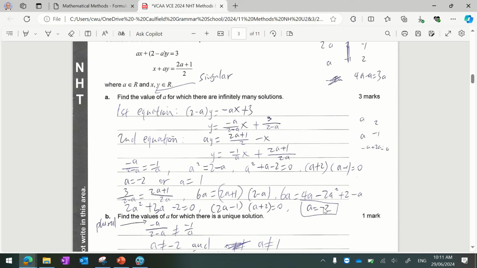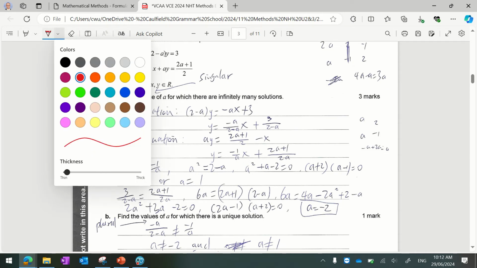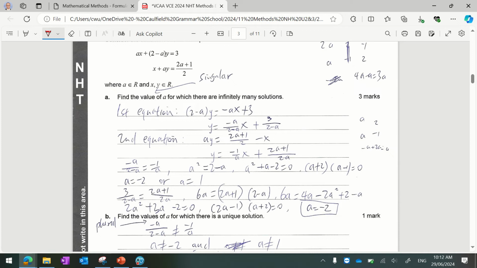On looking at this now, I don't think I've provided enough working out. Like the first quadratic I solved, I got two answers. The second quadratic here, I also have two answers, which is a equals 1 over a as well.